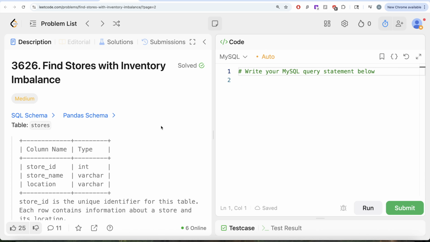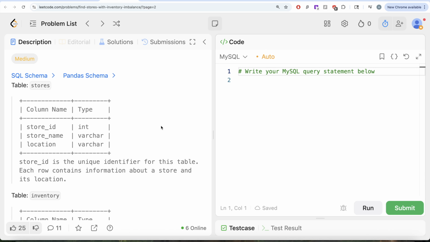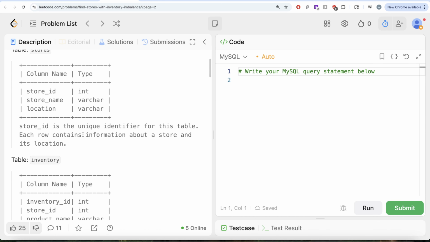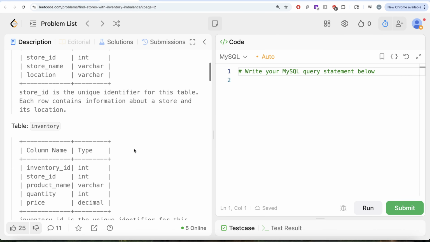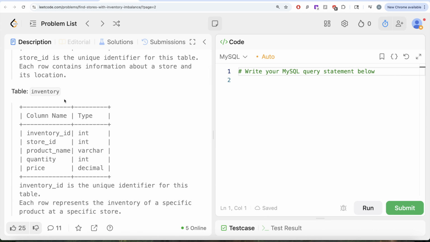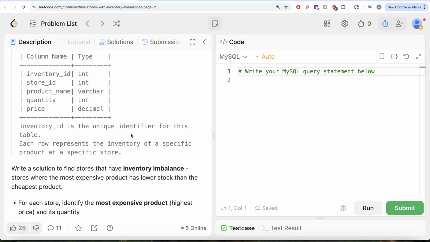Okay, the question reads: we are given a table called stores with three different columns: store ID, store name, and location. Store ID is the unique identifier for this table. Each row contains information about a store and its location. Secondly, we are also given a second table called inventory, with five different columns: inventory ID, store ID, product name, quantity, and price. Inventory ID is the unique identifier for this table. Each row represents the inventory of a specific product at a specific store.